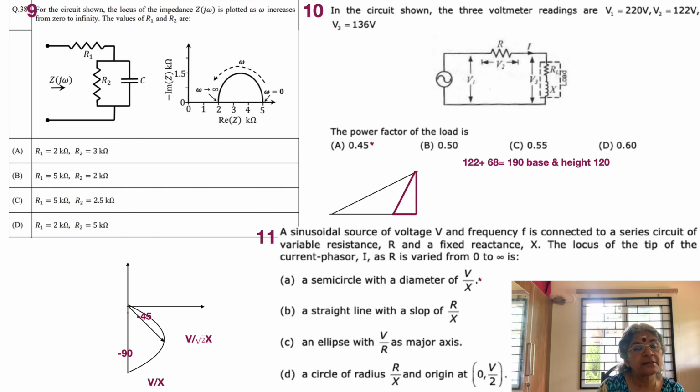That is 136 multiplied by 0.5, which is the power factor, which is equal to 68. So that will give us a total on the base of 190, and the height is again 136 multiplied by root 3 by 2, which is going to give us 120. Okay, so 190 and 120 tell us that this is now the triangle.